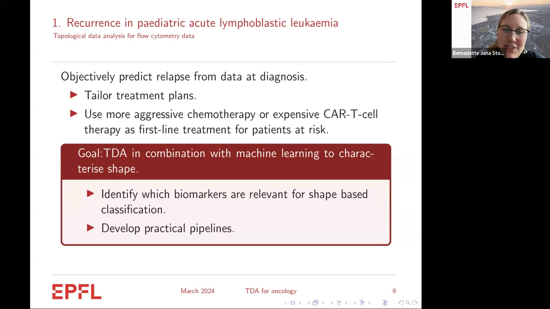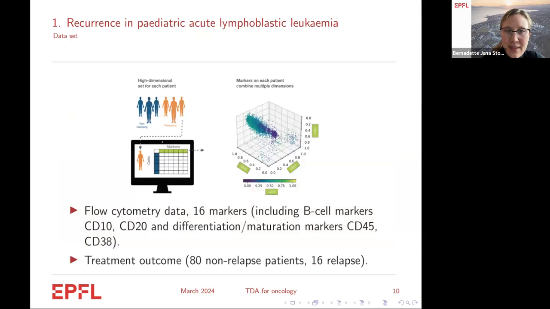Now, what we wanted to do is use TDA in combination with machine learning to characterize shape in these point clouds. And in particular, we were interested to look at which of these markers were particularly relevant for this shape-based classification, and develop pipelines which could be translated into practical clinical pipelines down the road.